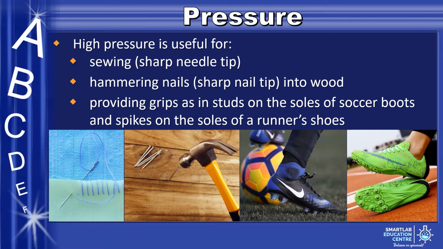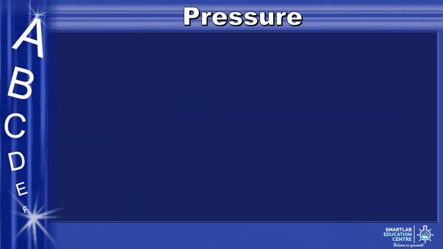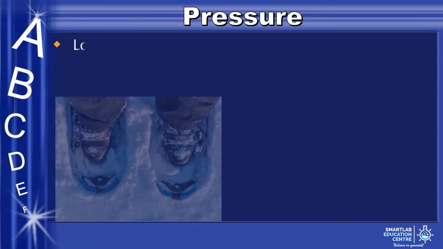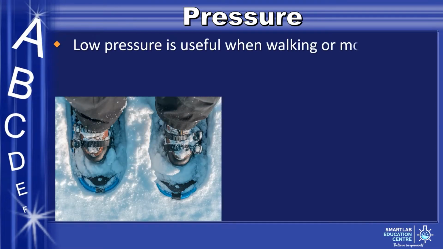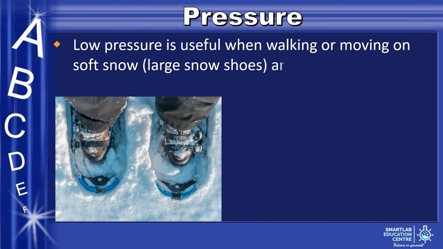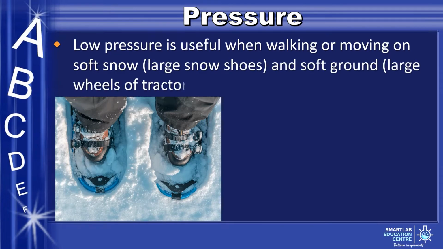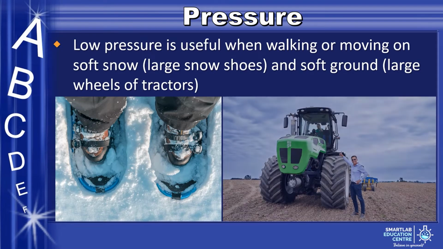There are also many cases in our daily life where low pressure is more useful. When walking or moving on soft snow, we need large snowshoes, which have large surface area, so that the pressure is lower, and the shoes do not sink deep into the snow. Although a tractor is heavy, it doesn't sink into the soft soil of the field, because the tractor has large wheels, lessening its pressure on the ground.